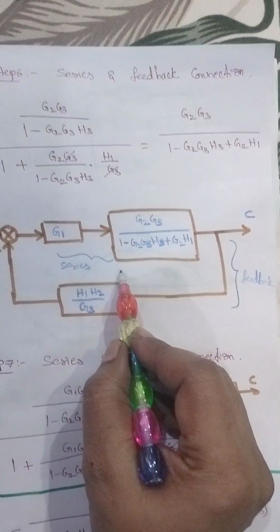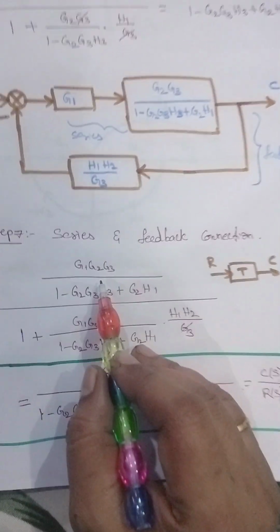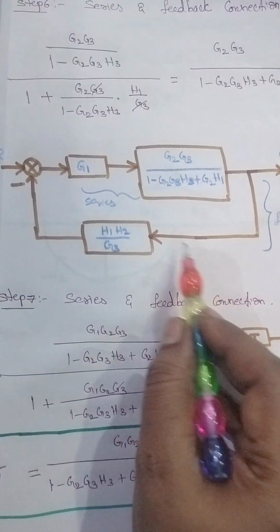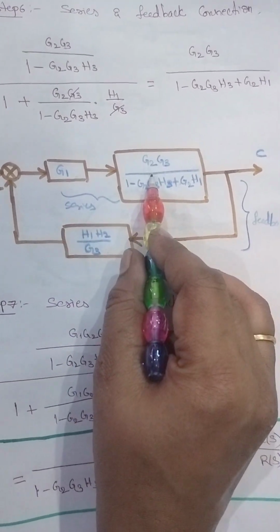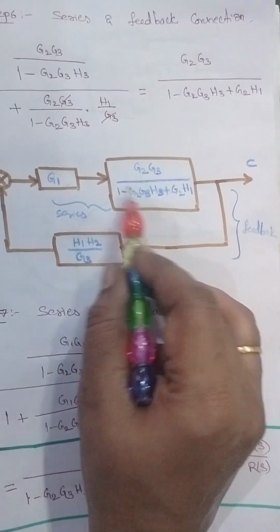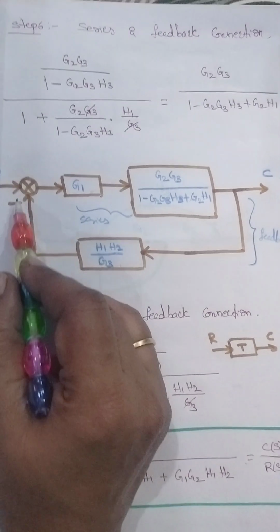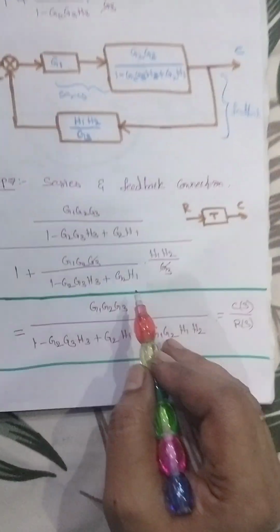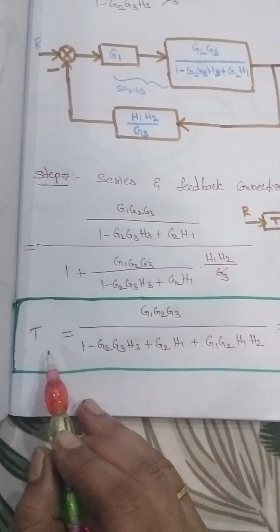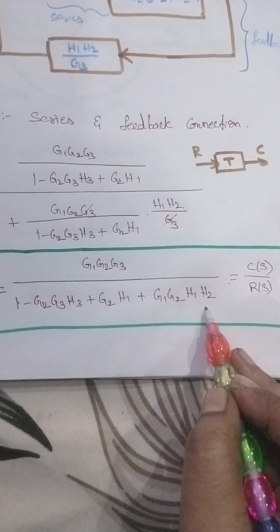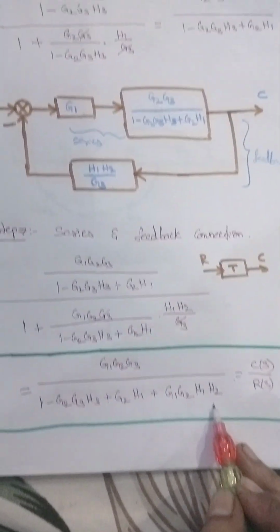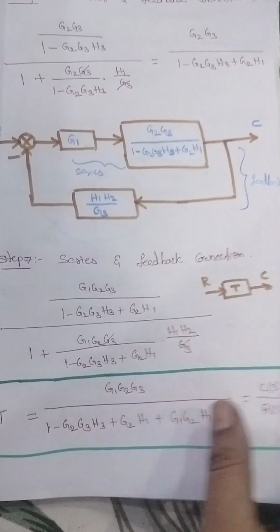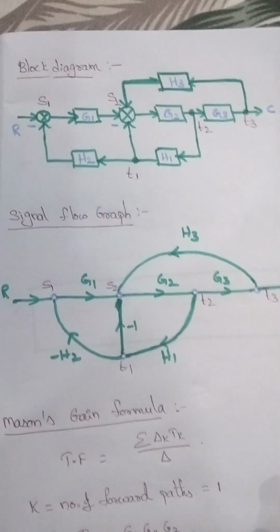That means a simplified single block here. So series connection means G1 into this one. And then feedback means here is a minus. That's why product of these two after completing series connection. Then this one is divided by 1 plus product of this one and this one. Now here I am simplifying. So the simplified answer is this one. Understand?